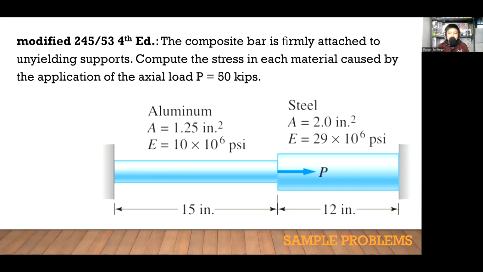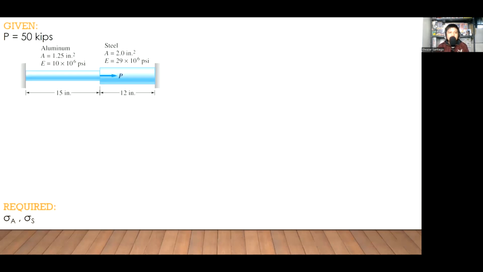50 kips. So we have two materials, aluminum and steel. We are given as well the corresponding lengths, area, as well as the value of the modulus of elasticity. The given and the requirements are summarized at the left side of our screen. For the solution, let us consider first the equilibrium aspect.